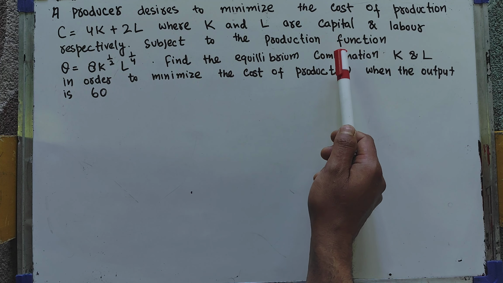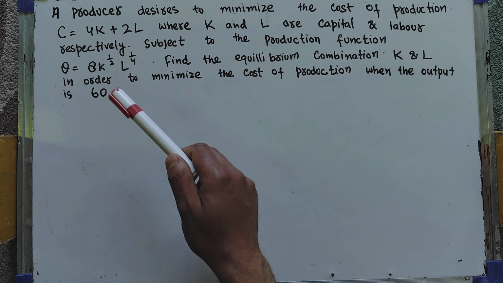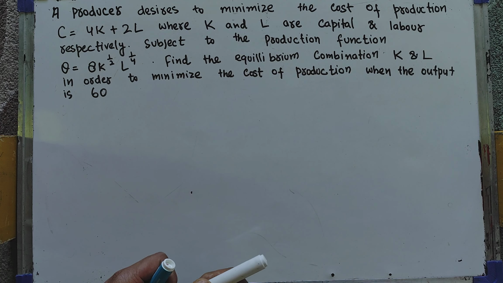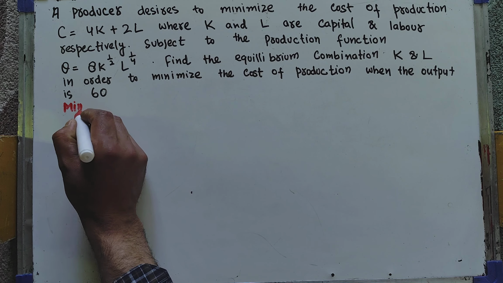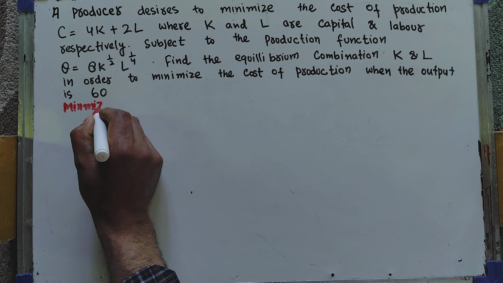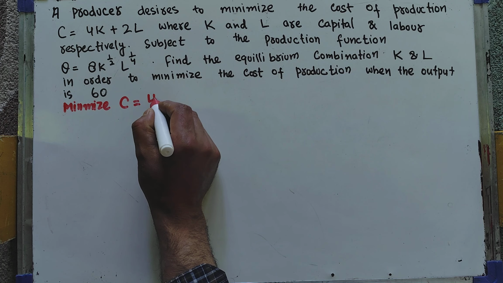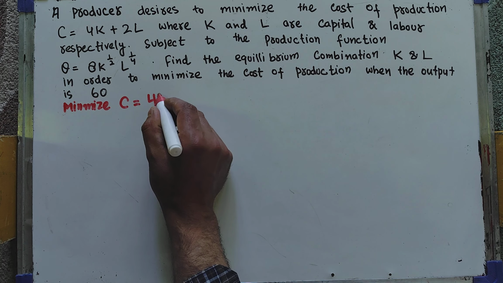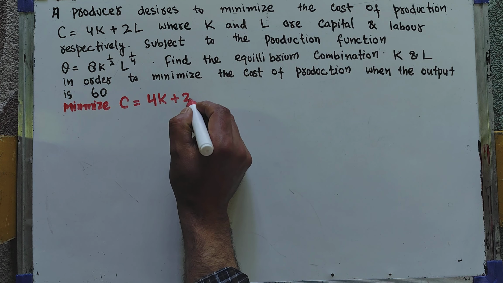Find the equilibrium combination of capital and labor in order to minimize the cost of production when the output level is 60 units. Okay, so this is a case of cost minimization. So our endeavor is to minimize C, which is cost, which is equal to 4K, where 4 denotes the price of capital, plus 2L, where 2 denotes the price of labor, that is the wage rate.